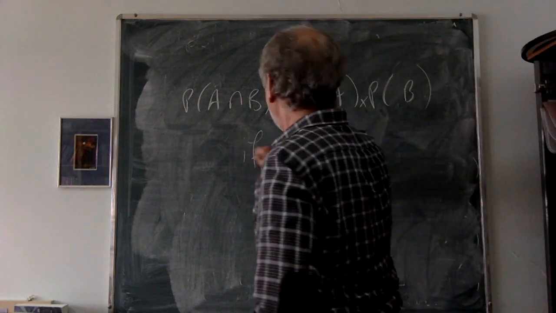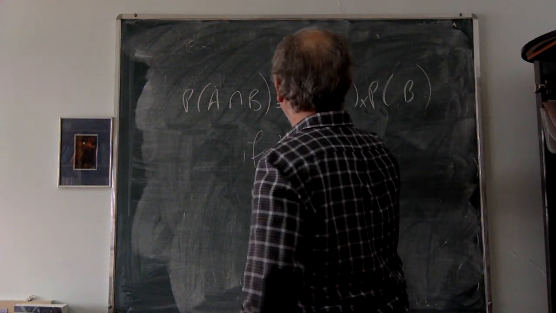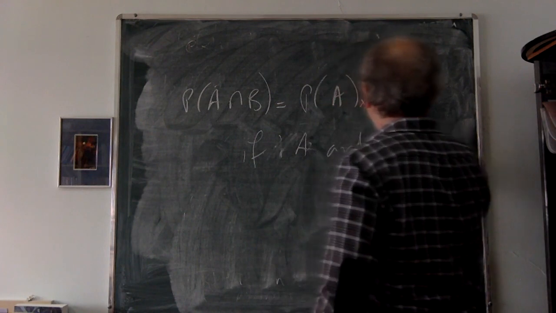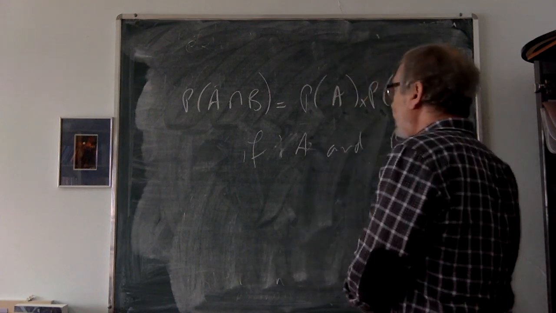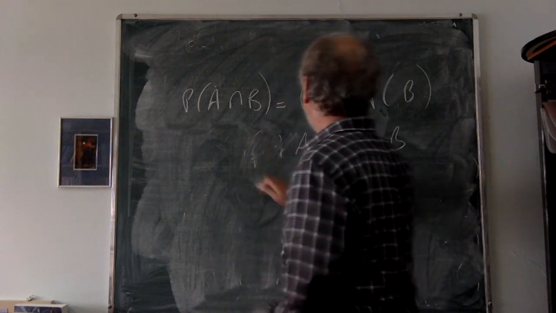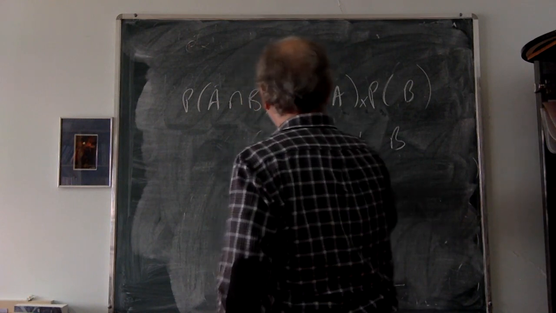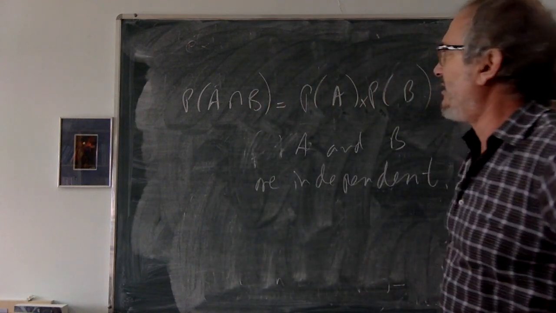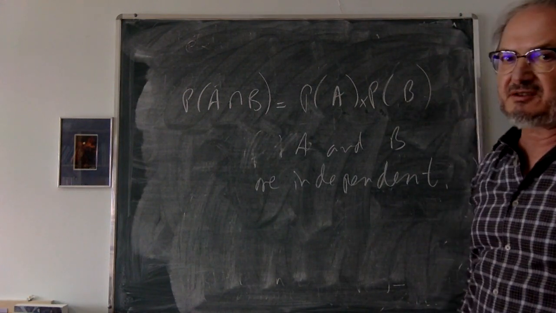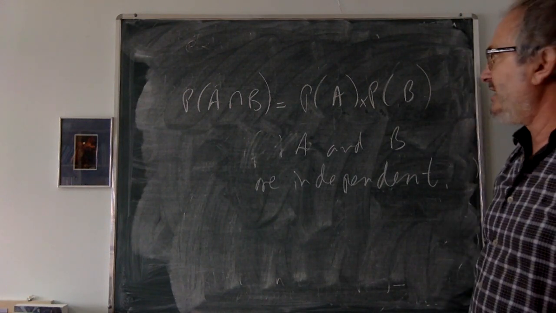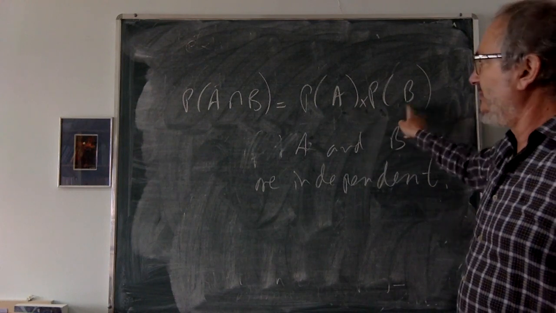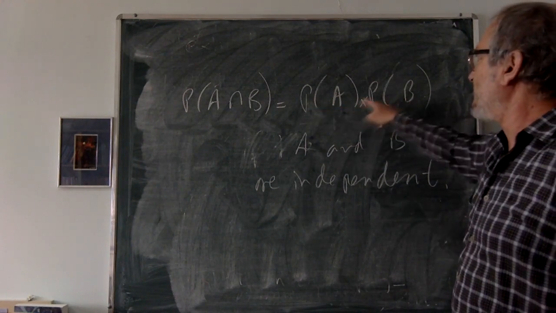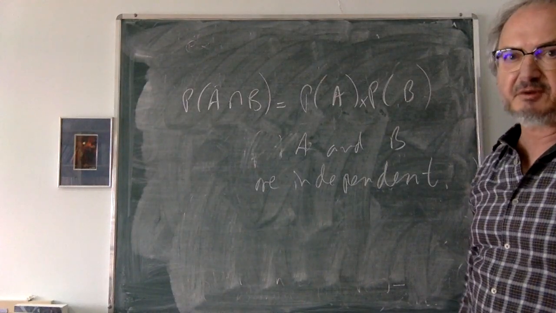If this is true, if they are independent, okay. In fact, this is the definition of independence in classical probability theory. A and B are independent if the probability of A and B is equal to the probability of A times the probability of B.